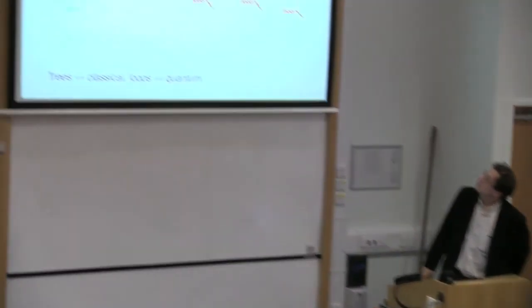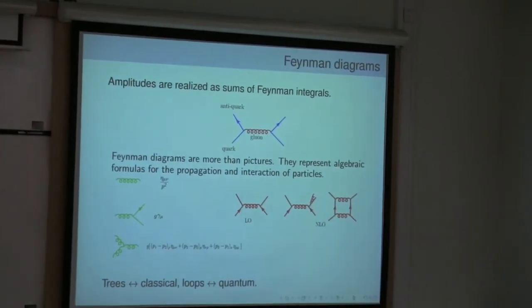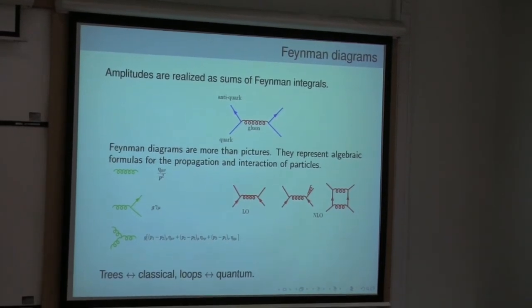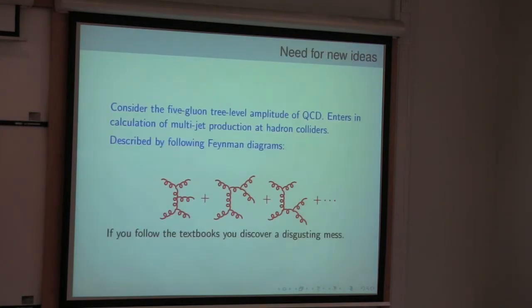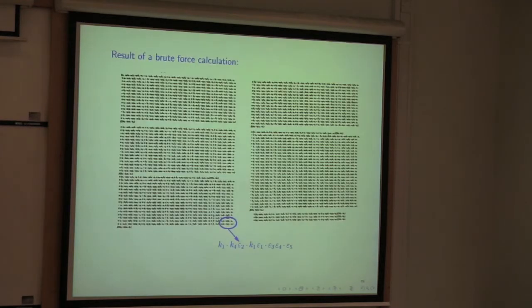Okay, so just a couple of transparencies. I think everyone's heard of Feynman diagrams, and you know that Feynman diagrams correspond to complicated algebraic expressions. Trees are the classical diagrams and loops are quantum, and things get very complicated. And so if you had five gluons, you draw actually quite a few diagrams. It's not that many, but when you work out what they translate into with Feynman diagrams, you get a disgusting mess. And this is one of 20 pages for five particles.